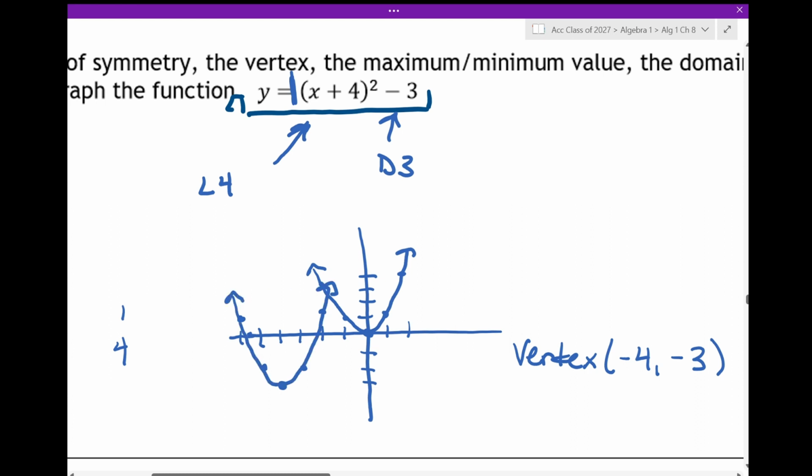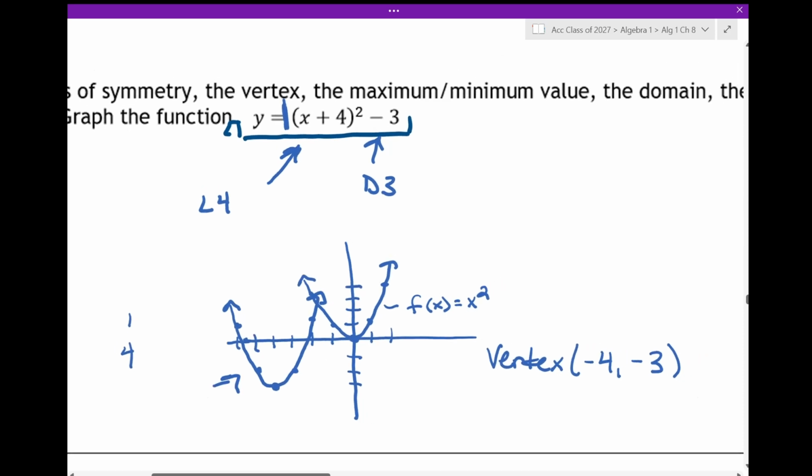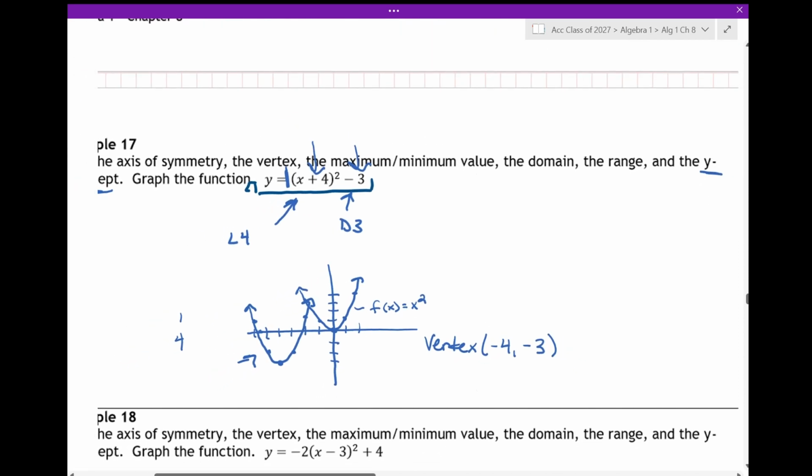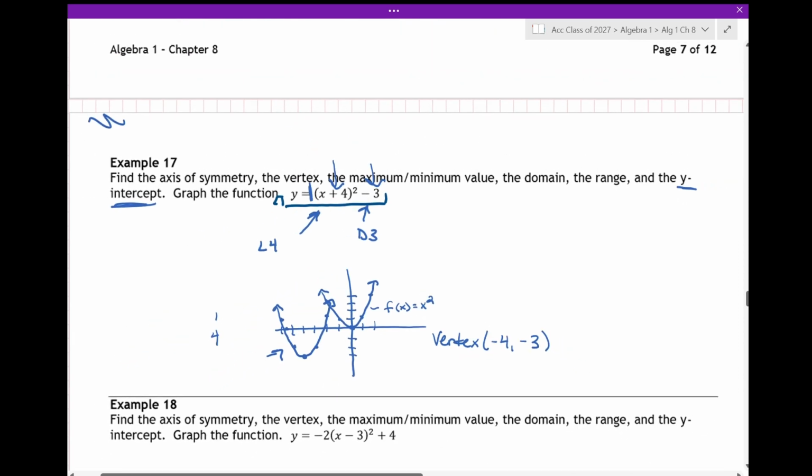And there's our graph. So this one right here is f of x equals x squared. That's our parent. And then this other graph is our actual graph that we care about. So our vertex there is at -4, -3. You can grab that immediately from the graph. The minimum, maximum, domain, range, and all that stuff comes just as in the previous problems.